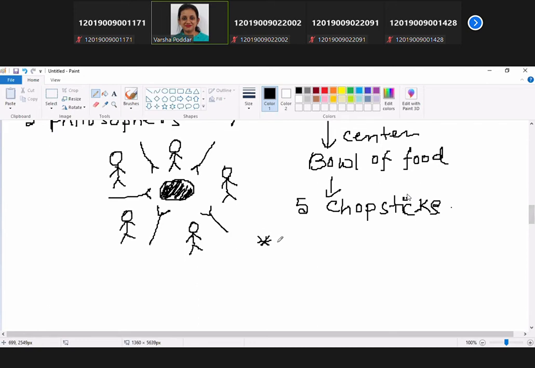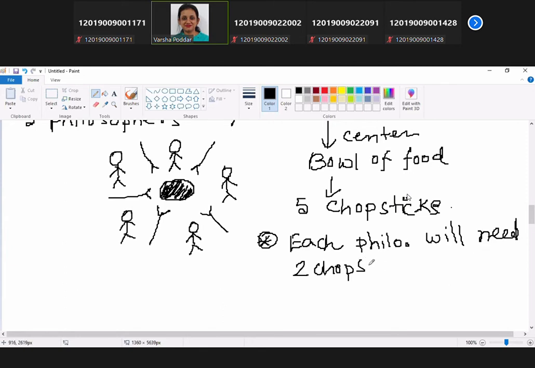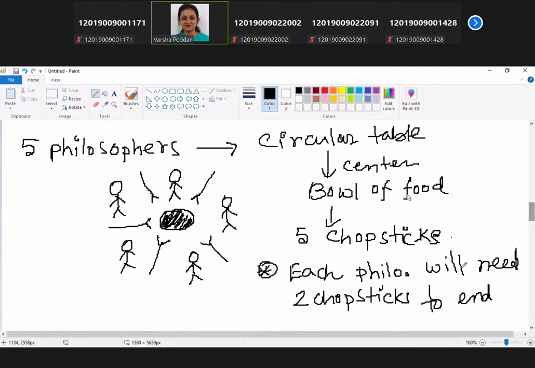Now the criteria is each philosopher will need 2 chopsticks to eat. Those of you who know the function of chopsticks will understand, like a spoon and fork. So each philosopher will need 2 chopsticks to eat. Sorry, this is not end, this is eat. Now the problem will arise.